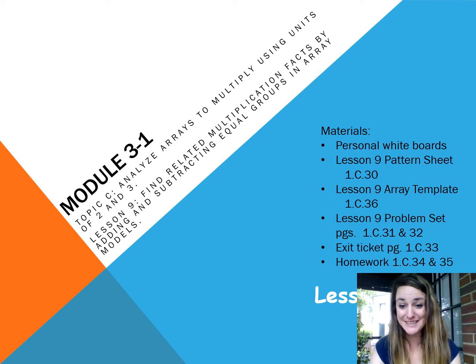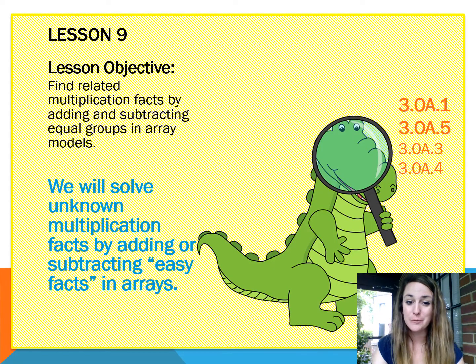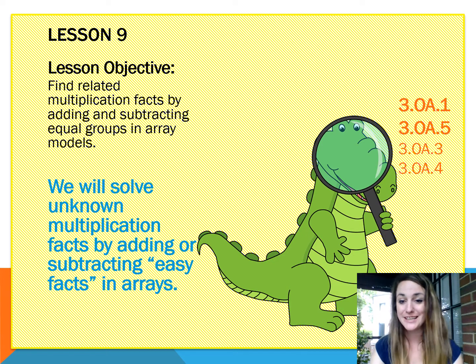Welcome back from iReady Testing. Let's continue learning about math and growing our brains. Today, we are on Module 1, Lesson 9. We are going to solve unknown multiplication facts by adding or subtracting easy facts in array.